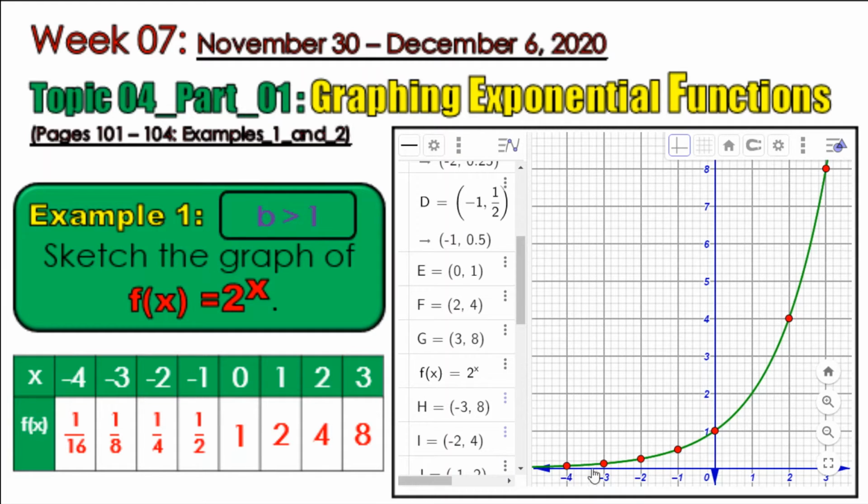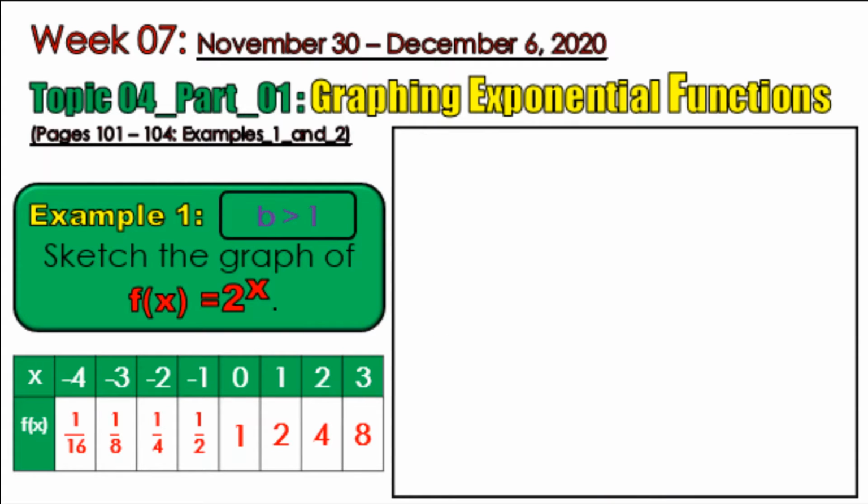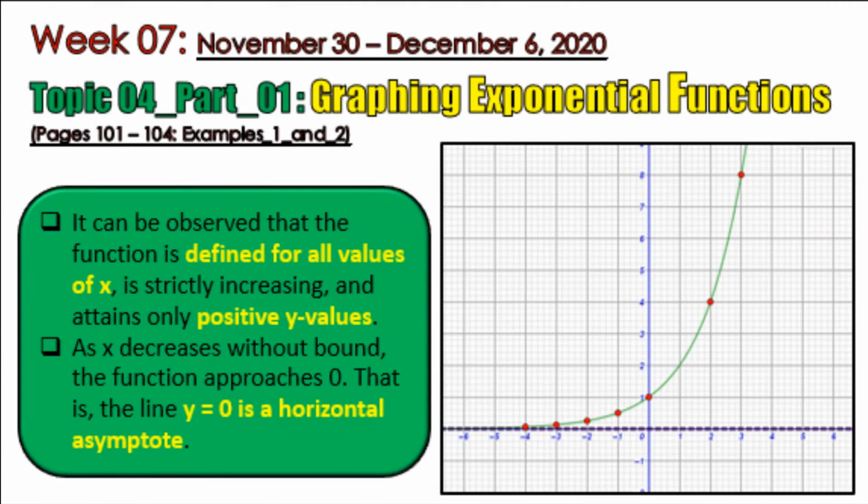Take a look at this graph. This graph is the graph of the function f of x is equal to 2 raised to x. Let us have some observations about this graph. It can be observed that the function is defined for all values of x. It means to say that there is no restriction for the value of x.